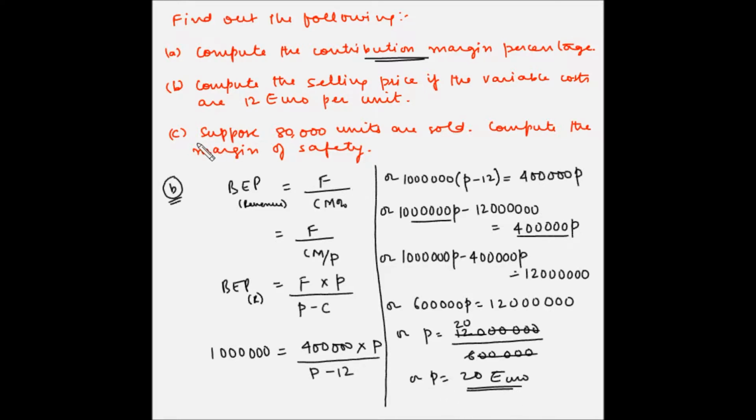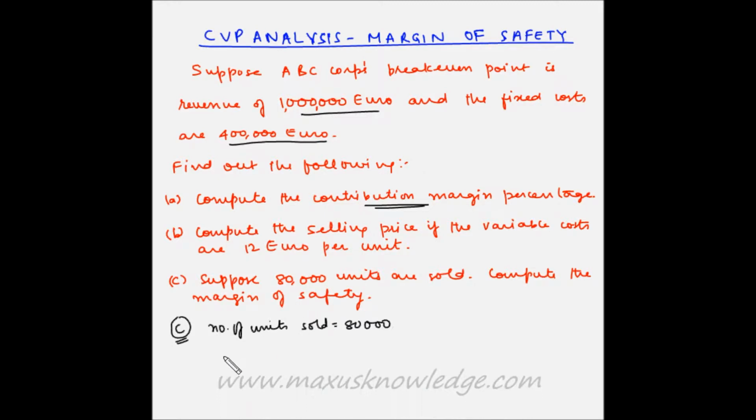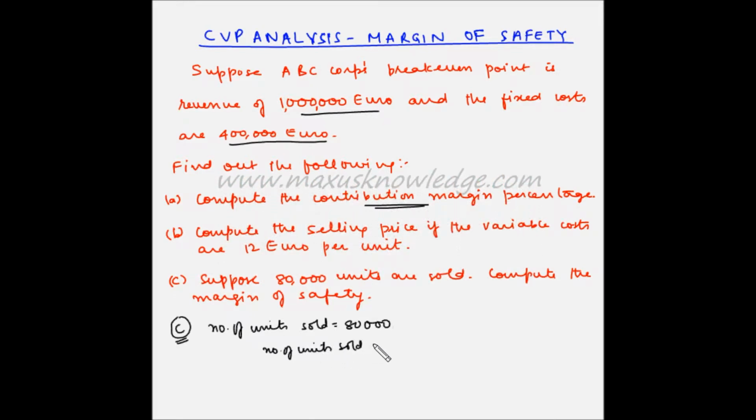Now let's move to the third part, which is to find the margin of safety when the number of units sold is 80,000. So let's look at part C. Now here we have been given that the number of units sold is 80,000, and we have to find out the margin of safety. Now we know that margin of safety is nothing but the difference between the number of units sold and the number of units at break-even point.